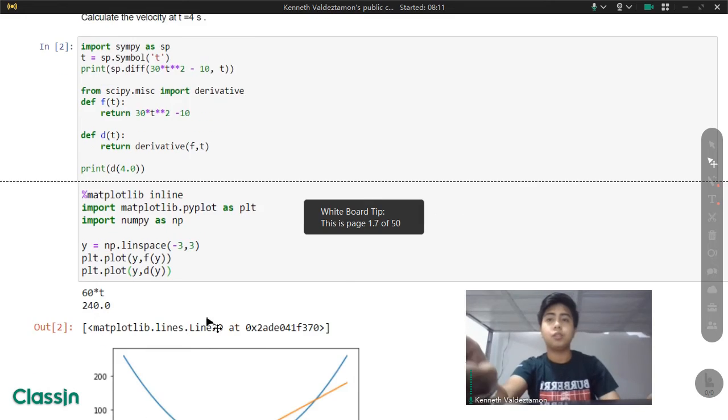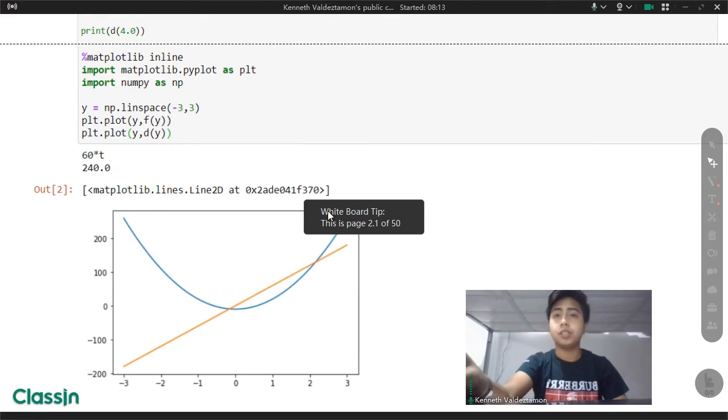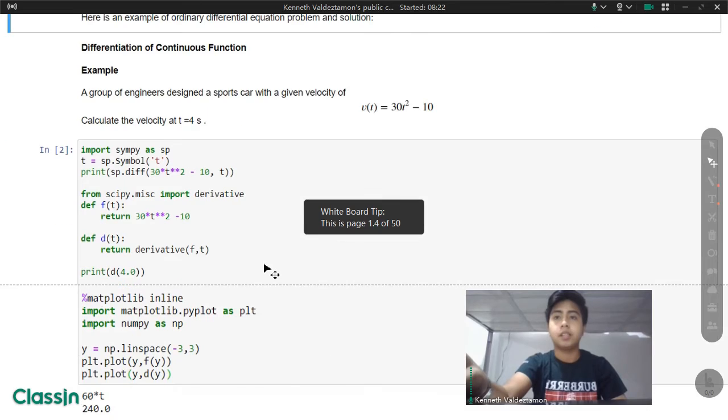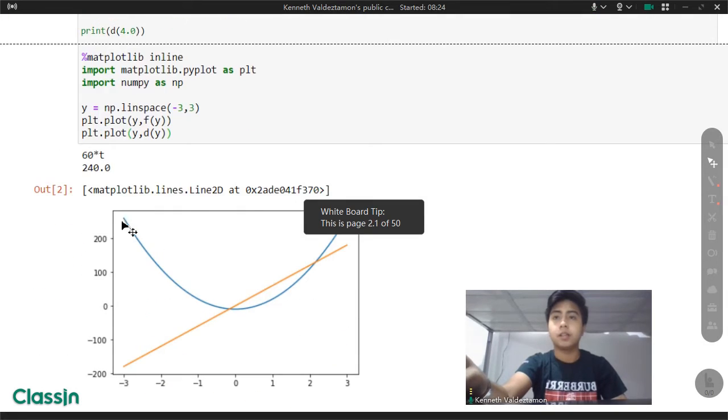So pag in-run natin yung code, we should see this graph. Yan na yung plot nitong function na to. And then this is the 30t squared minus 10, and here is the derivative.